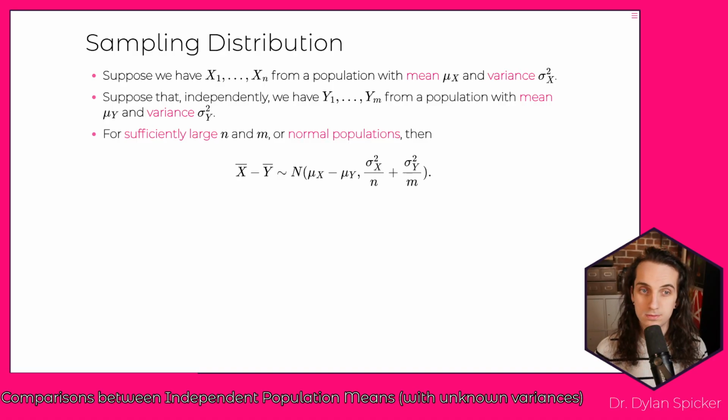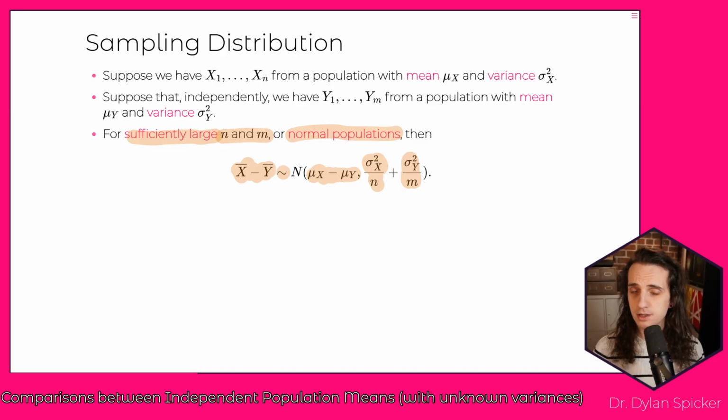Now, if we did know sigma x squared and sigma y squared, and if we have n and m both being large, or if these are coming from normal populations, then we can say that the difference in sample means is going to be normally distributed with mu x minus mu y as the mean, and sigma x squared over n plus sigma y squared over m as the variance. If we're relying on sufficiently large sample sizes, then this is an approximate relationship. If these are normal populations, then this is exact, right? But this sampling distribution arises from the central limit theorem or from the normality of the populations.